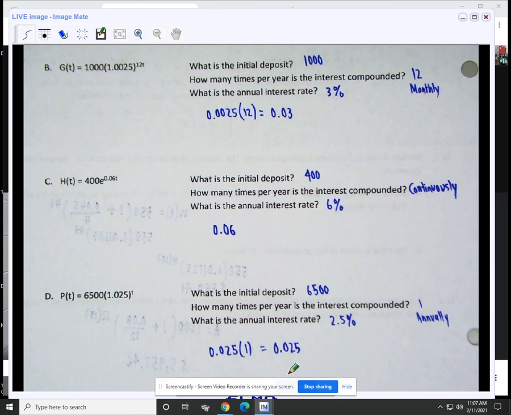So let me give you that, and we'll call it a week. So your homework on this page is numbers 1 through 8. It's the continuous compound right here.